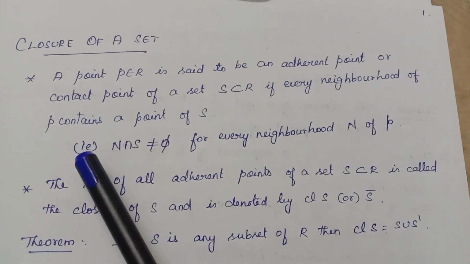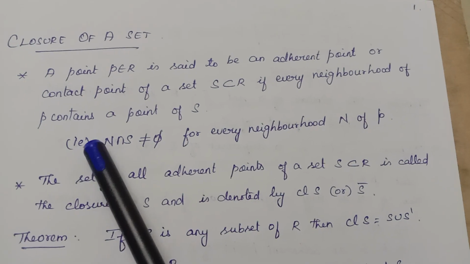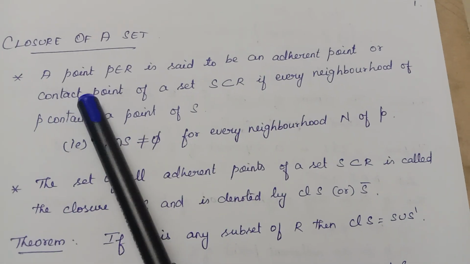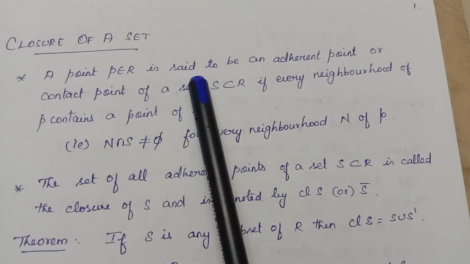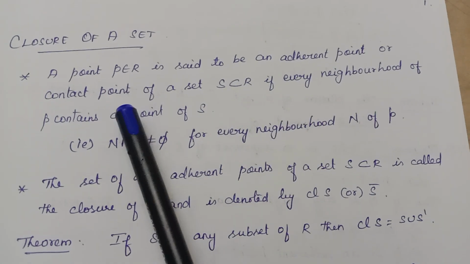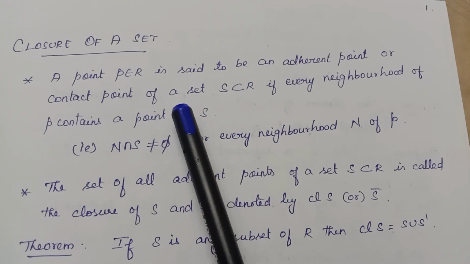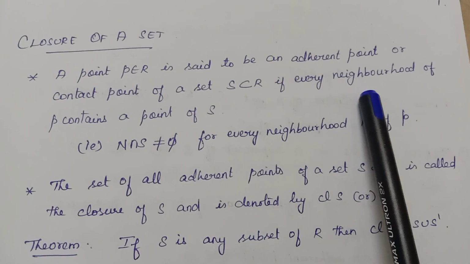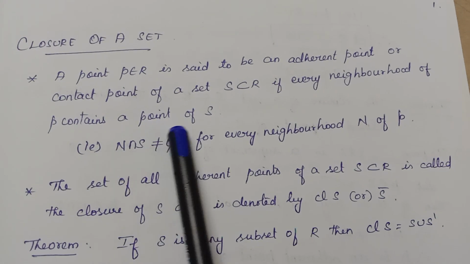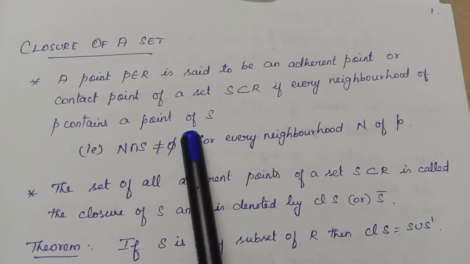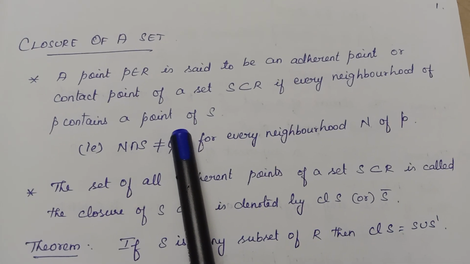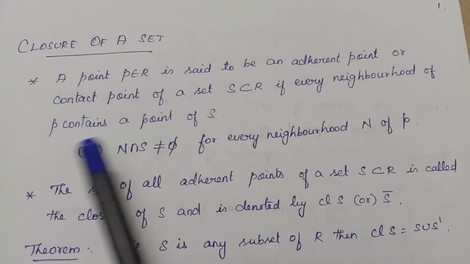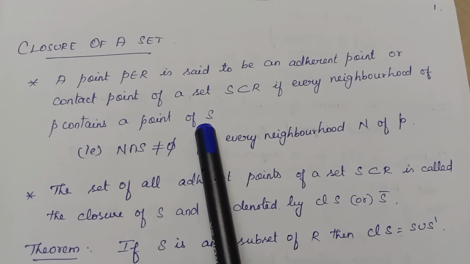Okay, first let's start with the definition of adherent point or contact point. A point P in R is said to be an adherent point, or otherwise contact point, for a set S contained in R if every neighborhood of P contains a point of S. So what is the condition to be satisfied? Every neighborhood of the point P contains a point of the set S.